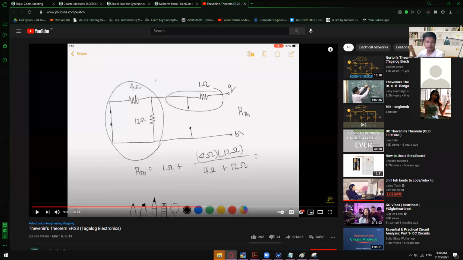Just let me know if you have a question again before moving on to the next module, which is Norton's theorem. And if none, just give me a thumbs up so that I know that most of you were able to get the idea or the concept of the Thevenin's theorem.